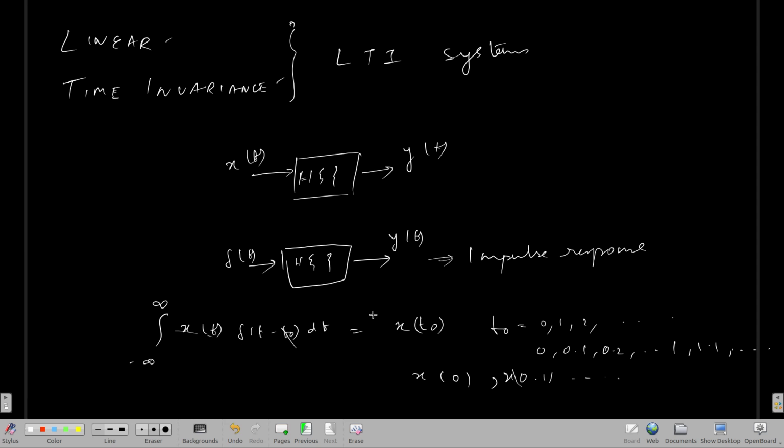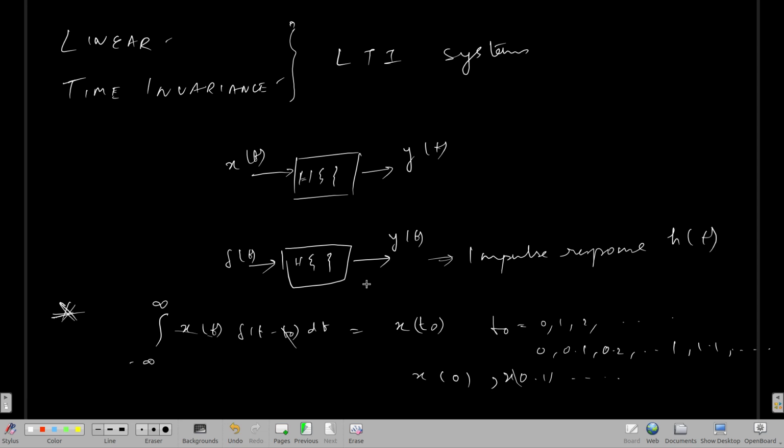So keep this in mind, let this be in your mind for the time being. One thing is the shifting property, and let me call this impulse response h of t.